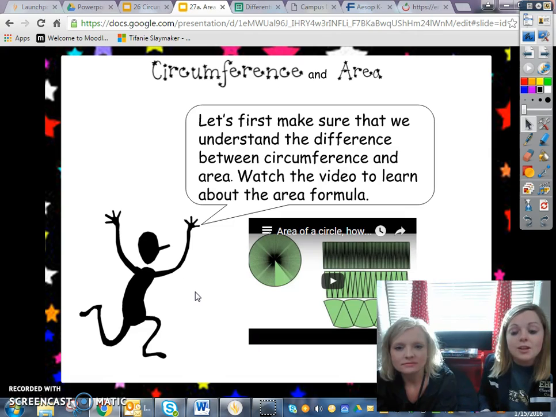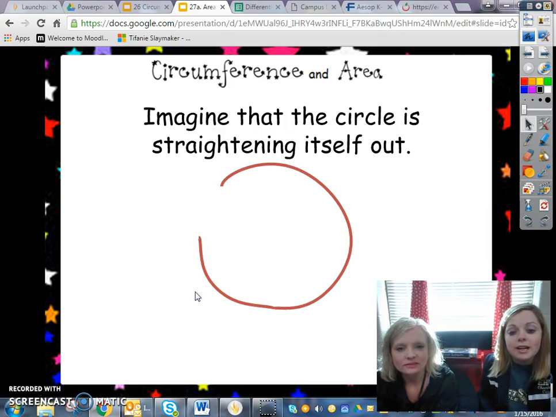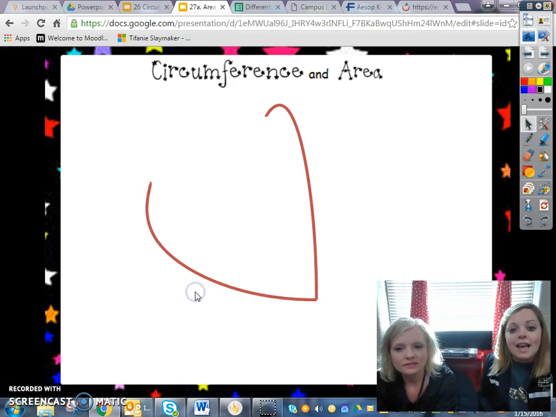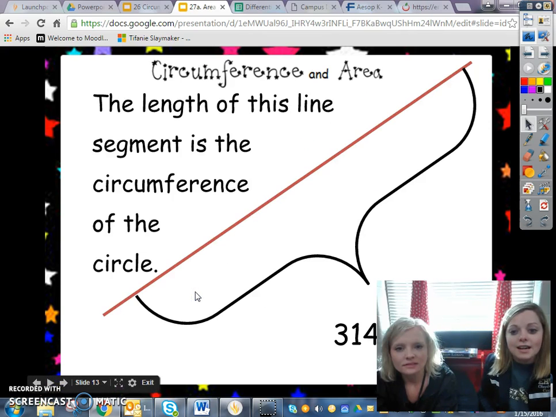Now that you know about area, we're going to go to the circumference formula, and why it is pi times the diameter, or 2 pi r, depending on what you're given. The circumference of a circle is the perimeter of the circle. As we scroll through the next couple of slides, we're going to take the perimeter of the circle and show it in the form of a straight line, so we're straightening out this line here.